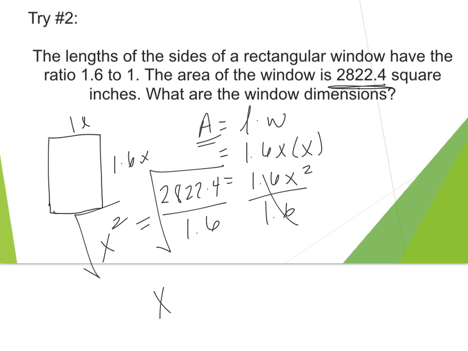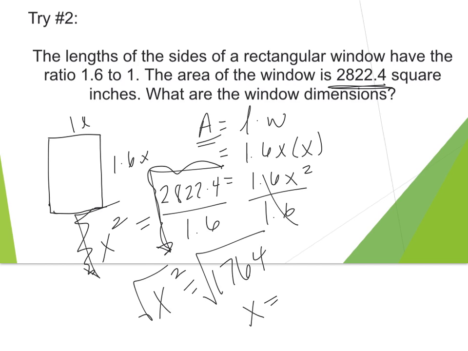Actually, let me just back up for just a second. So let me get rid of the absolute value sign. Okay, so x squared would equal 2,822.4 divided by 1.6. That would give us 1,764. And then if I take the square root of that, x would equal 42.